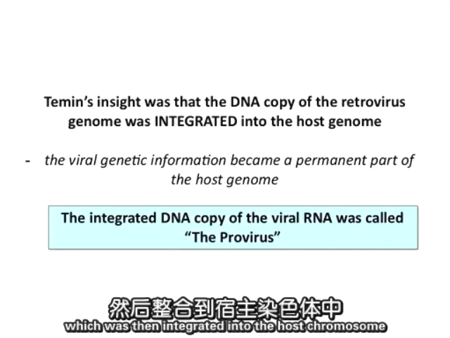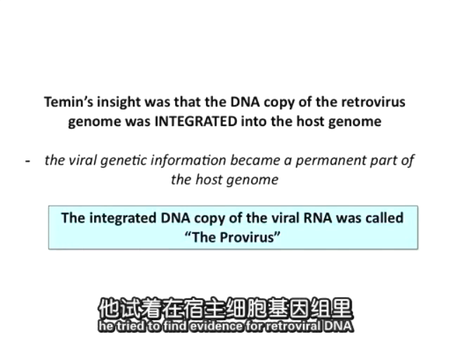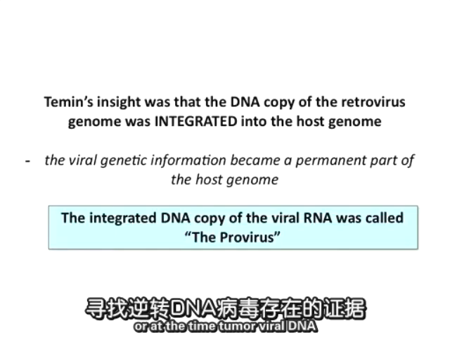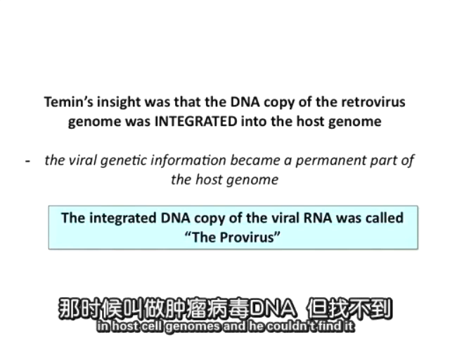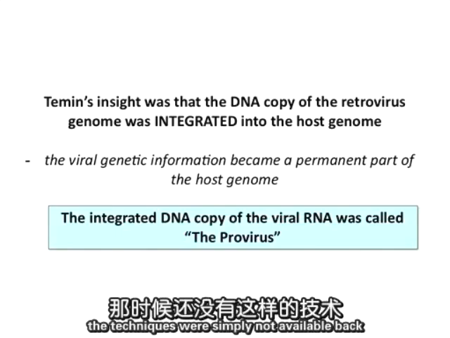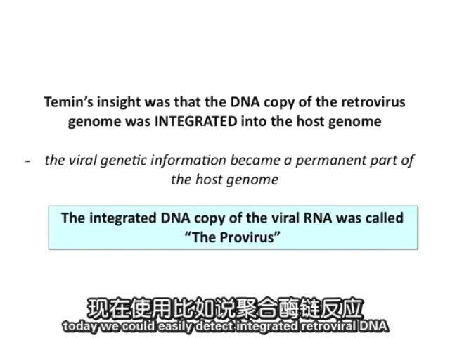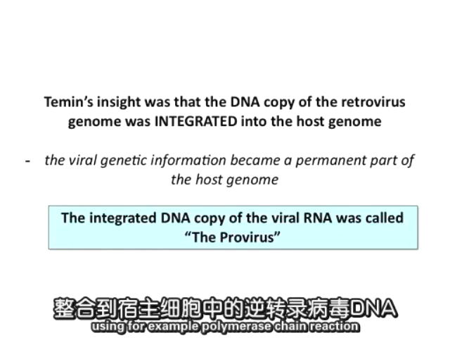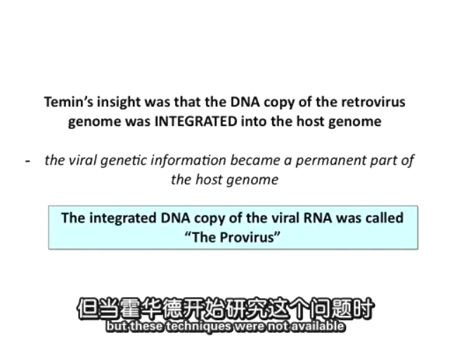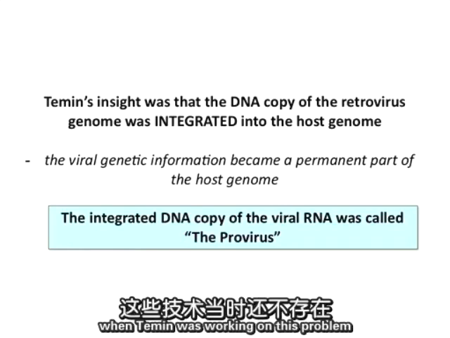into the host chromosome. And for many years he tried to find evidence for retroviral DNA, or at the time tumor viral DNA, in host cell genomes, and he couldn't find it. The techniques were simply not available back then to make that possible. Today we could easily detect integrated retroviral DNA in a host cell using, for example, polymerase chain reaction, but these techniques were not available when Temin was working on this problem.